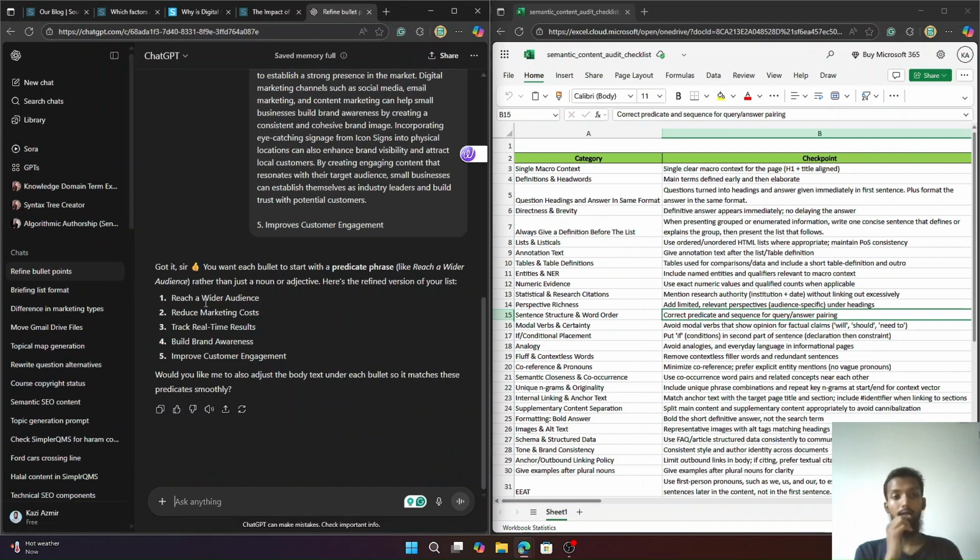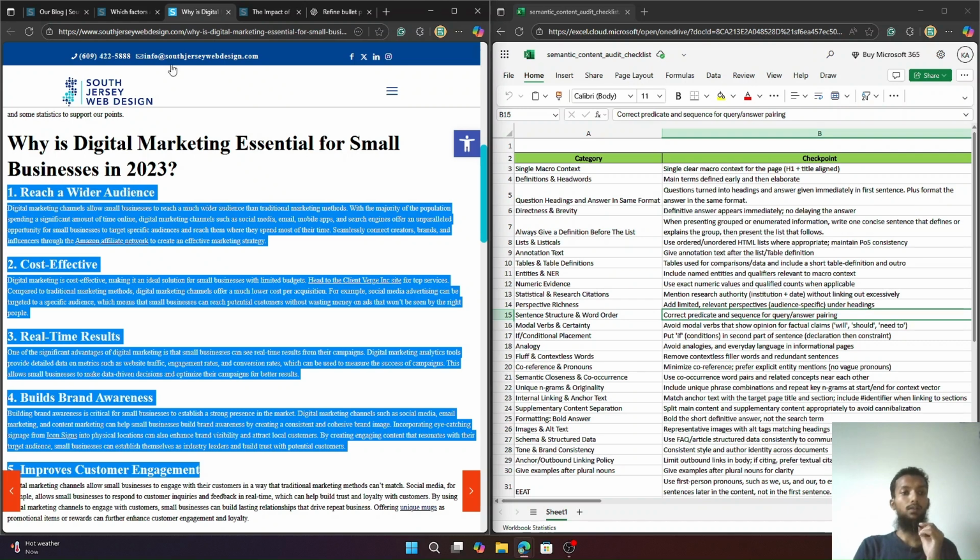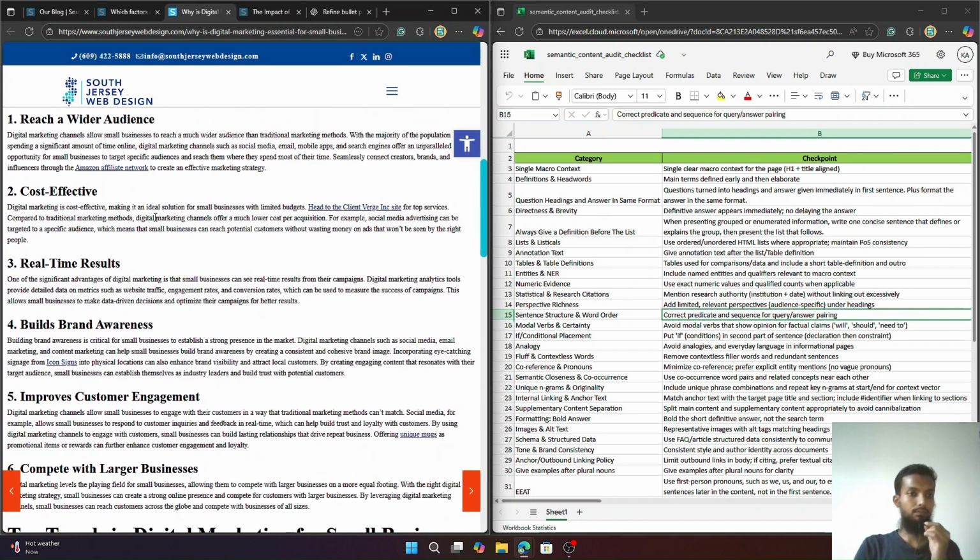So like I said, what they could do is start each of the bullets the same way, starting with a predicate like the first one: reach a wider audience, reduce marketing cost, track. The first words are predicates or verbs. So they could improve by using the similarities across all of these bullets. I think this was kind of confusing, but if you just repeat this section, I think you will understand.